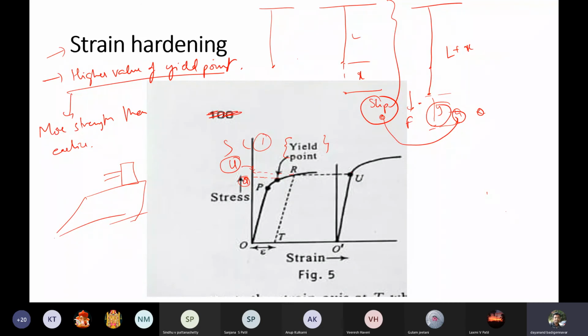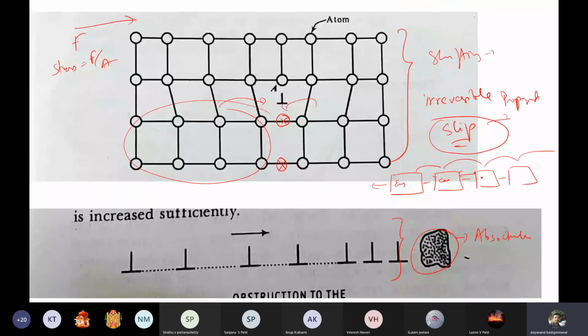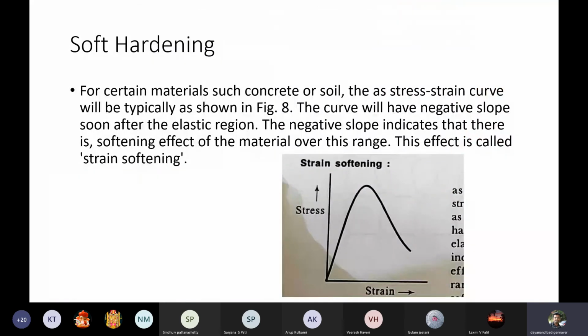Okay, got it. So this is known as strain hardening. Okay, then there is one more phenomenon that is called strain softening. It's very simple. For certain materials such as concrete or soil, the stress-strain curve will be typically as shown in the figure. Okay, so this is the figure you have. The curve will have a negative slope. This is known as the negative slope.